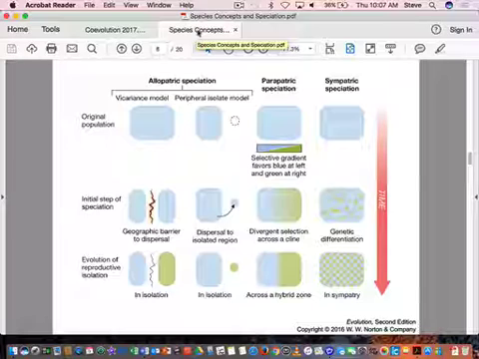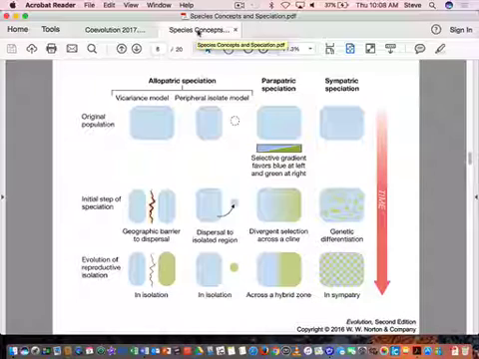Under allopatric, what we're going to do is go through each one of these modes of speciation through time, and what happens and how it leads to genetic and phenotypic divergence and presumably reproductive isolation between the descendant populations, and presumably speciation. The first one is called the vicariance model. And then there's the peripheral isolate model. So here's the original population. These are 2 submodels within allopatric speciation.